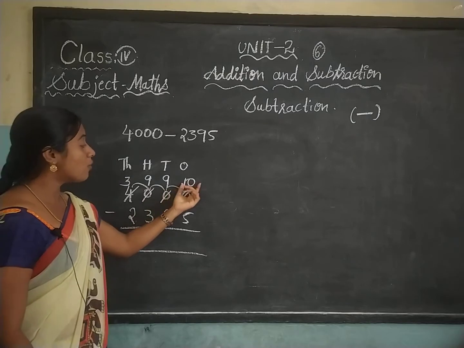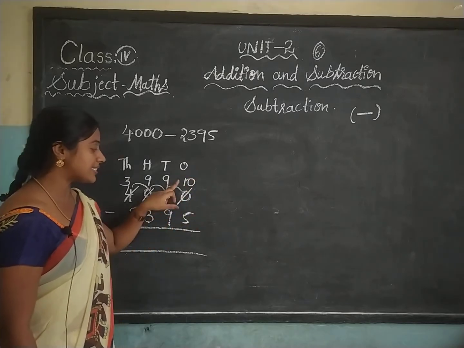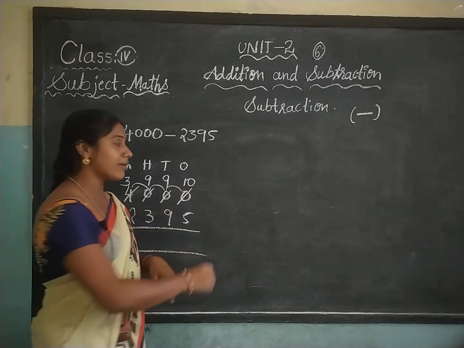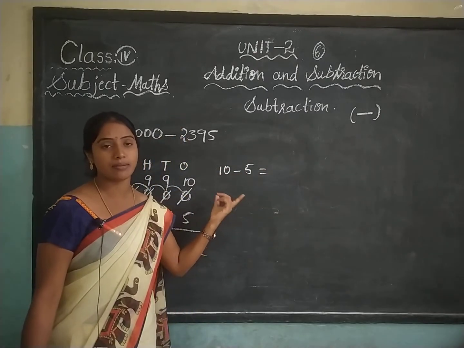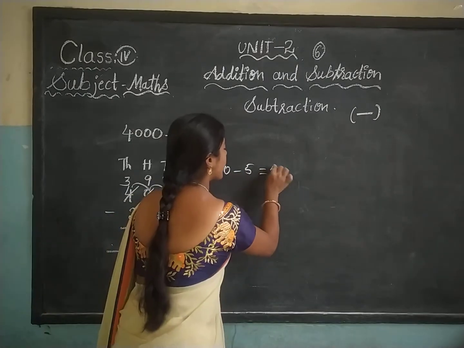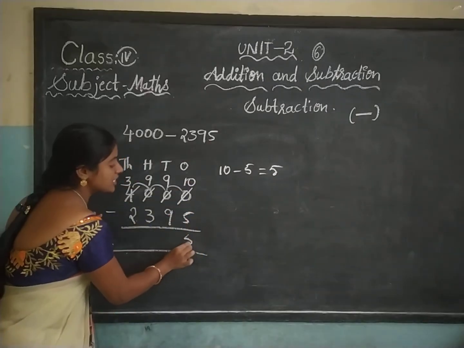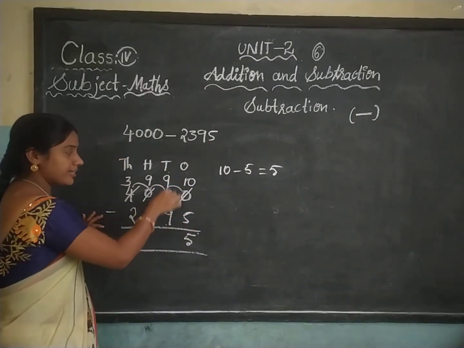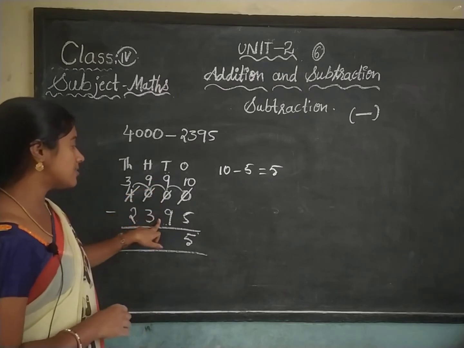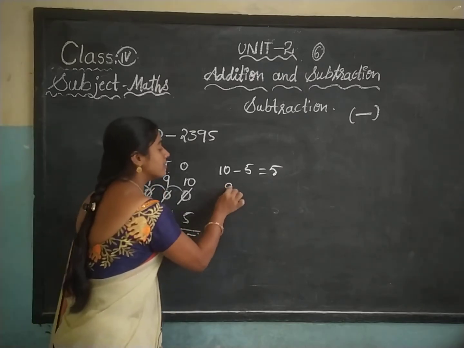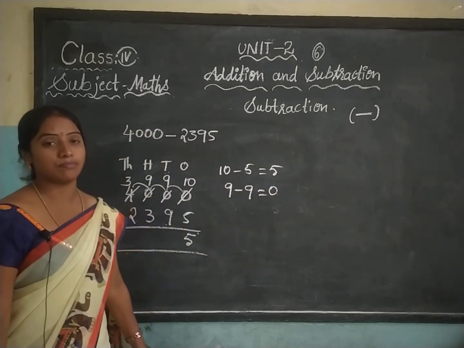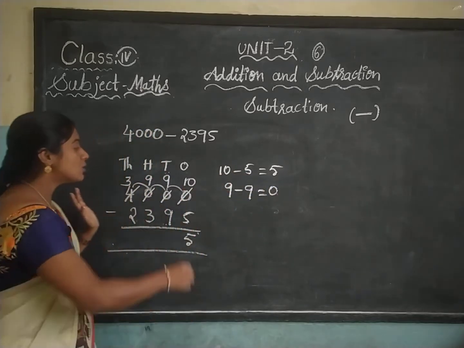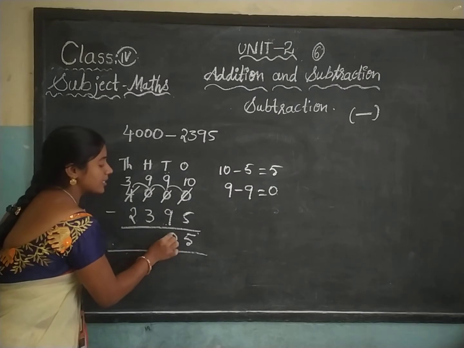Okay. So now we have to subtract this ones place. 10 minus 5. How much 10 minus 5? So you have to count before numbers. 10 minus 5 is equal to 5. So you should write down ones place 5. Now subtract the tens place. Okay, what are the digits here? 9 minus 9. So 9 minus 9 means 0. Nothing will become. Okay, 0 it will come. So you should write down tens place 0.